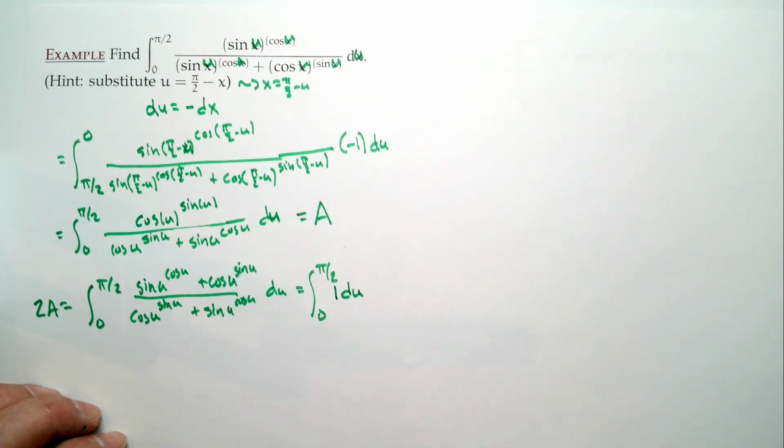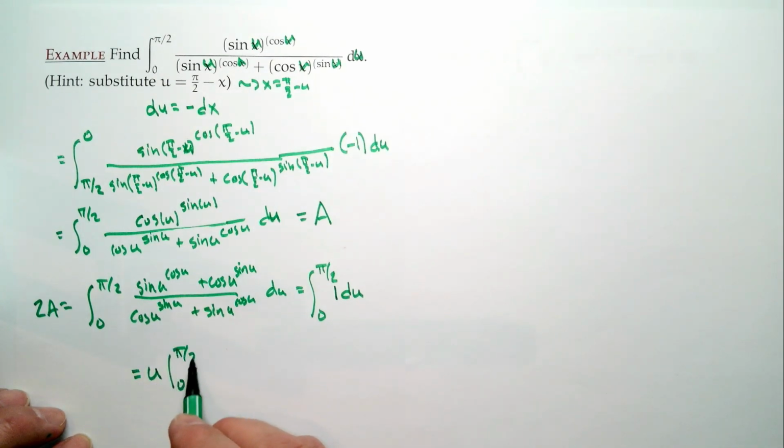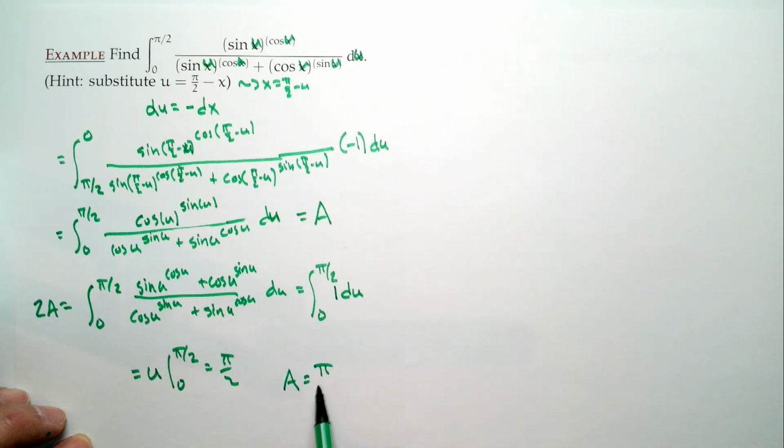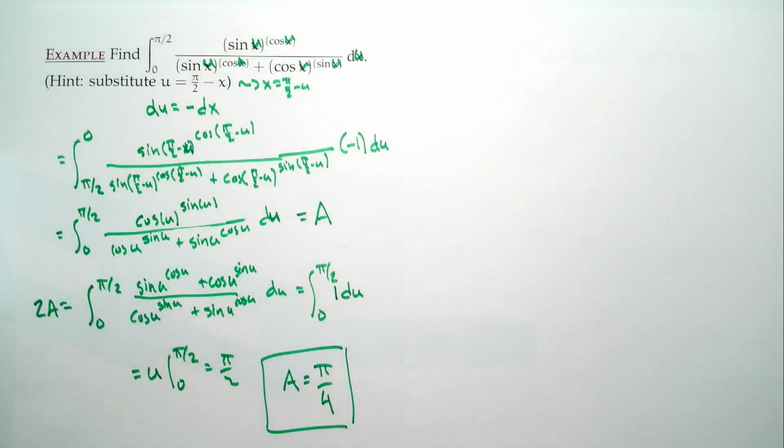Now, can we integrate 1? Yes, 1 is something you can integrate. So, what do we end up with? We end up with u from 0 to pi halves, which is pi halves. Now remember, that's not our answer. That's twice our answer. So what's our answer? Yeah, so our answer is pi over 4. So that's the value of the original integral.